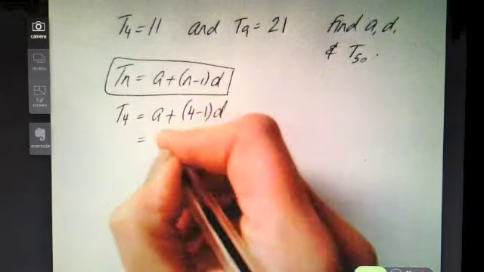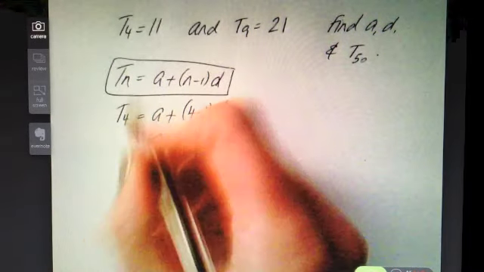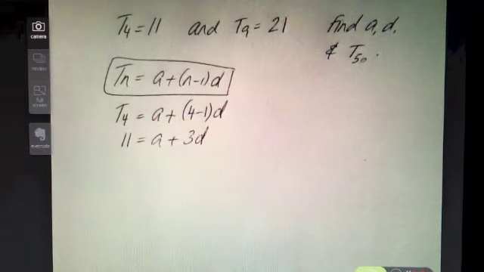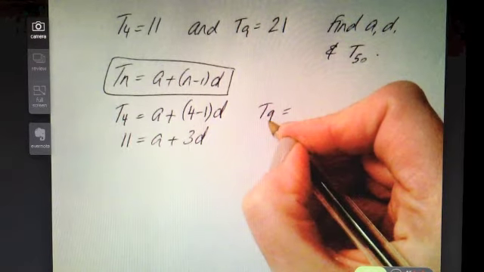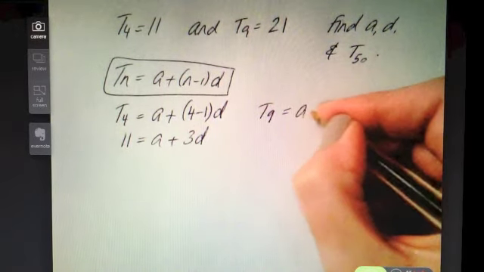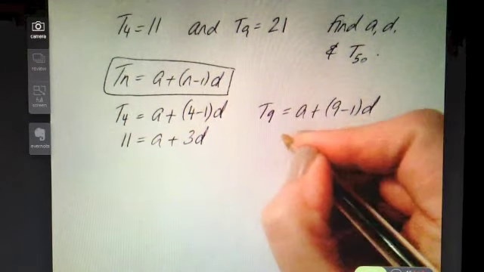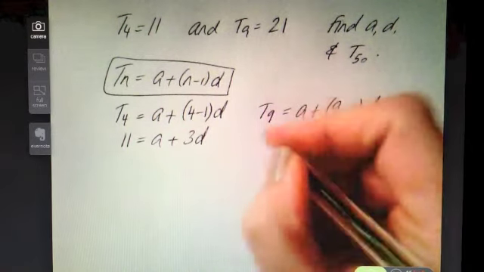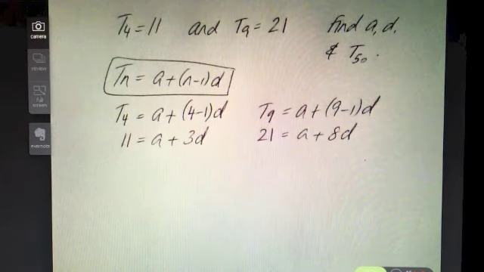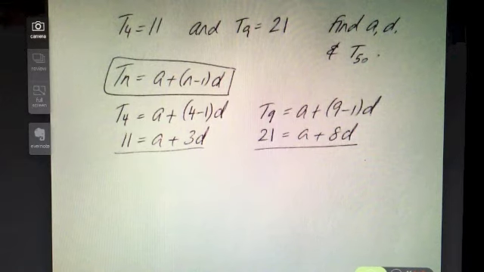So that gives me A plus 4 take away 1 is 3, d, and of course I know the 4th term is 11, so I can put that equal to 11. The 9th term, now we're changing n to 9, and I can sub that in, leaving the A and the d because I don't know them yet, and I'm getting A plus 8d, and of course I know the 9th term results in 21, so I fill that in also. So now you have 2 unknowns and 2 equations, so we're going to do simultaneous equations.